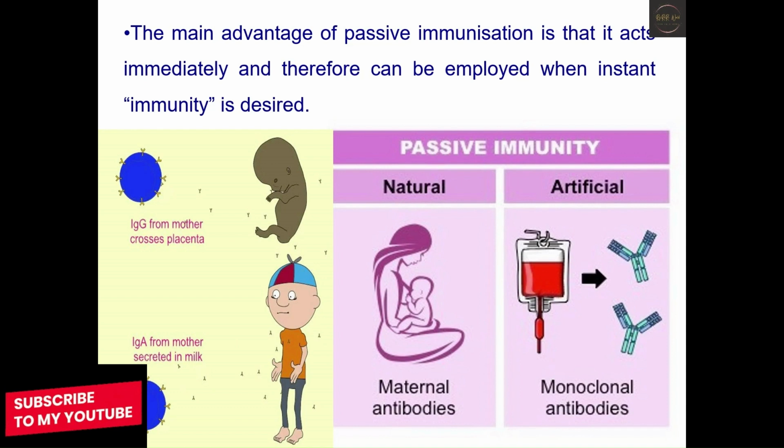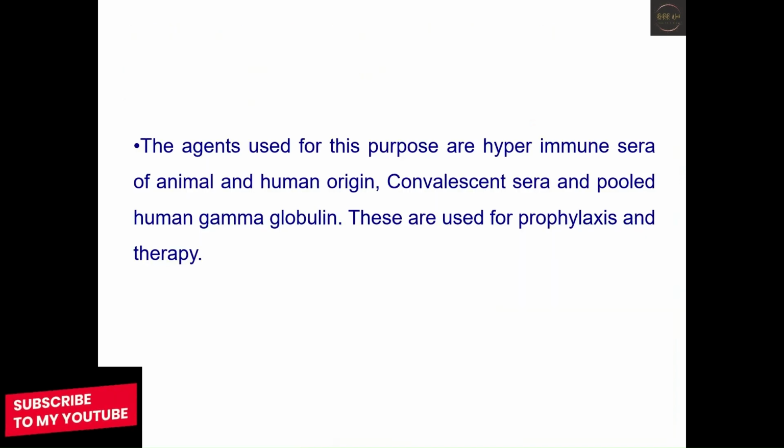Now, coming to artificial passive immunity, it is normally administered by injection. The immediate availability of a large number of antibodies is the main advantage of passive immunity. The agents used for this purpose are hyperimmune sera of animal and human origin. Convalescent sera and pooled human gamma globulin are used for prophylaxis and therapy.